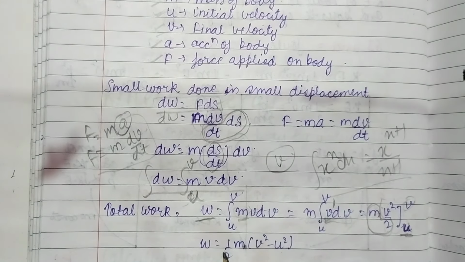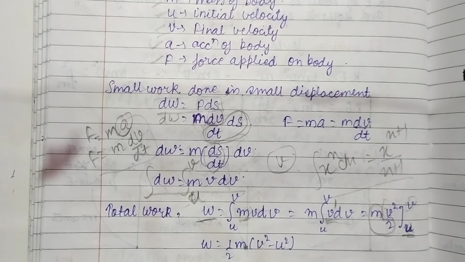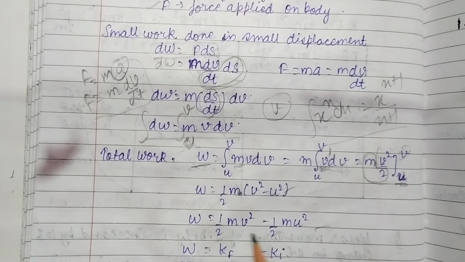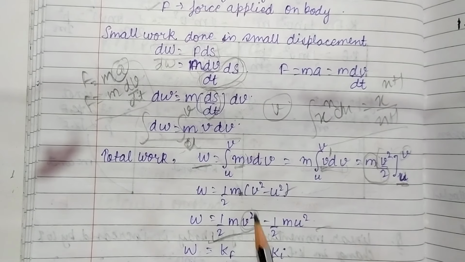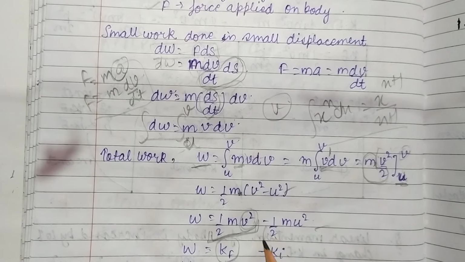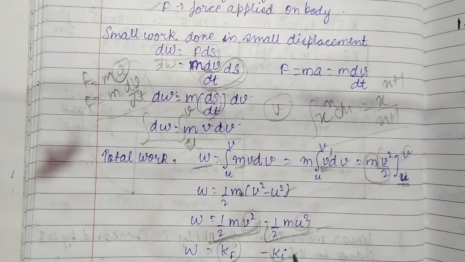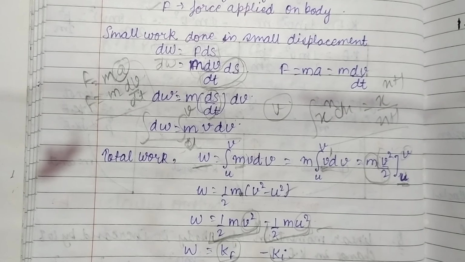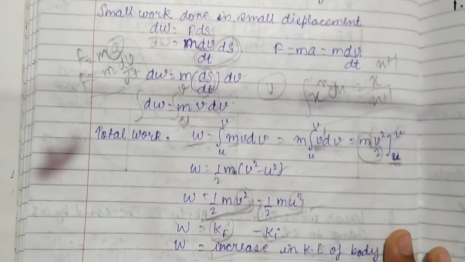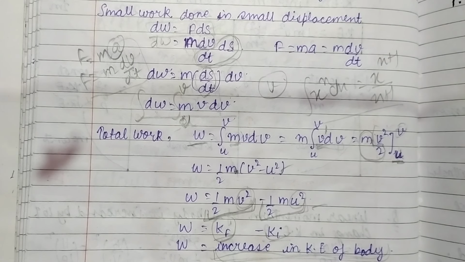So if we open this bracket, what do we get? 1 upon 2 m v square minus half m u square. Okay, so this is what we get after we open this bracket. This v is the final velocity of the particle, so this is the final kinetic energy of the particle, and this u is the initial velocity of the particle, so this is the initial kinetic energy of the particle. Okay, so this is Kf minus Ki. What is this? This is the increase in the kinetic energy, or you can say the change in kinetic energy of the body. So this was actually the statement of the work energy theorem. Hence this proves the work energy theorem.